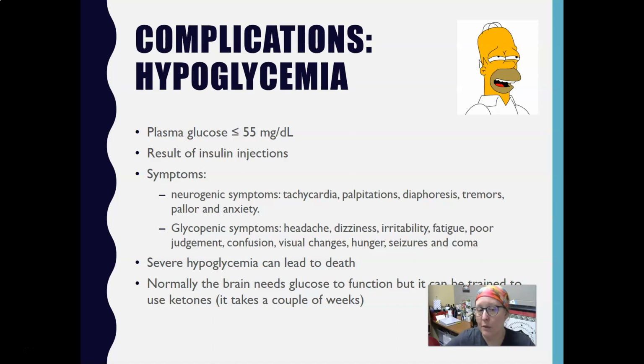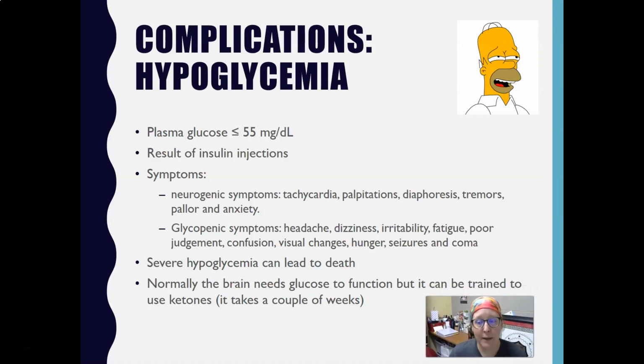If you've ever seen somebody that's hypoglycemic, it's really bad. They could appear like they're drunk, but they're not. They're hypoglycemic. So severe hypoglycemia can lead to death because you have no sugar to produce ATP, and if you don't make ATP, you end up dying. Normally the brain needs glucose to function, but it can be trained to use ketones, but it does take a little bit to adapt your brain to burn fat. So your heart can burn fat also, but if it's used to glucose and your glucose drops all of a sudden, then you get all these neurogenic symptoms and glycopenic symptoms, and it's not good.